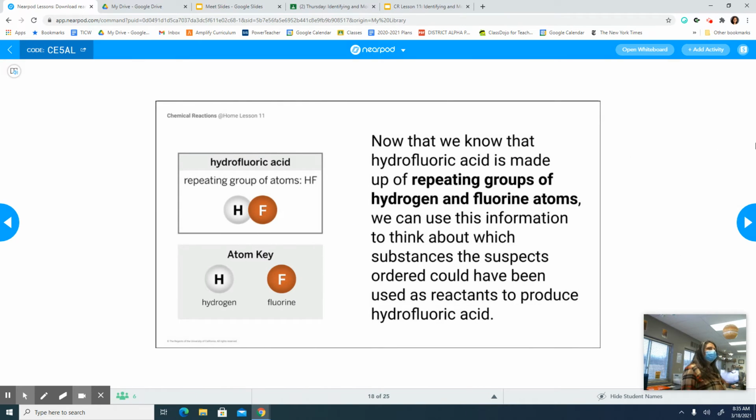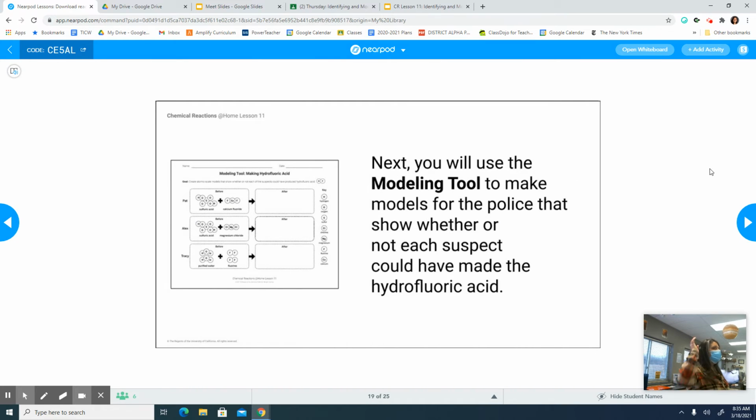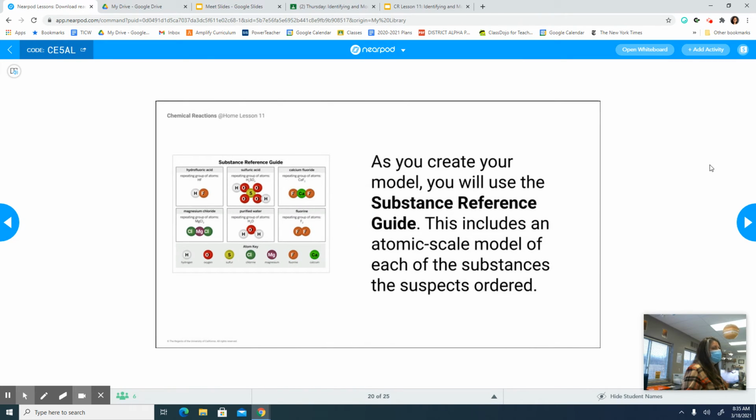Now that we know that hydrofluoric acid is made up of repeating groups of hydrogen and fluorine atoms, we can use this information to think about which substances the suspects ordered could have been used as reactants to produce the hydrofluoric acid. Next, we're going to use the modeling tool to make models for the police that show whether or not each substance could have made the hydrofluoric acid for each suspect. I keep switching those two words. As you create your model, you're going to use the substance reference guide. This includes an atomic scale model of each of the substances the suspects ordered.